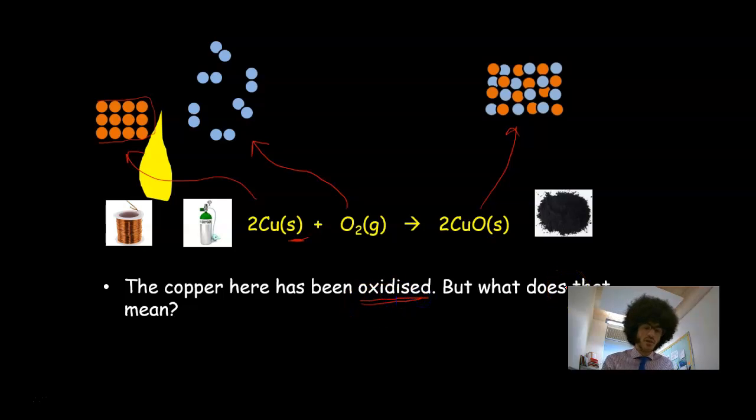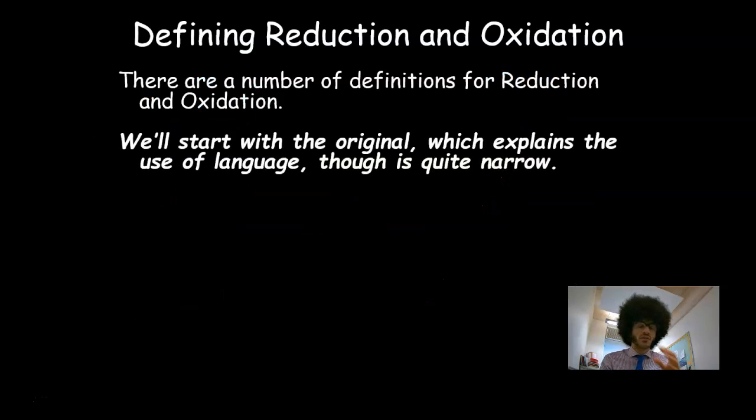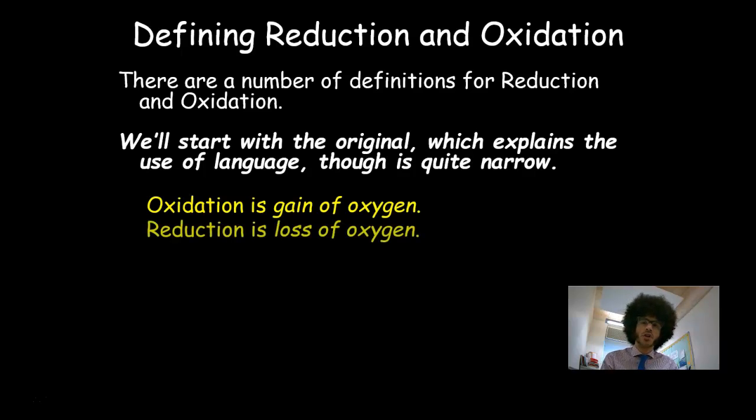Let's go into the definitions of reduction and oxidation in a bit more depth. I'm going to go through some very narrow definitions. You have to do more complicated definitions if you do a higher level course, but I'll just start with the basics today. Oxidation is the gain of oxygen, and reduction is the opposite, the loss of oxygen.